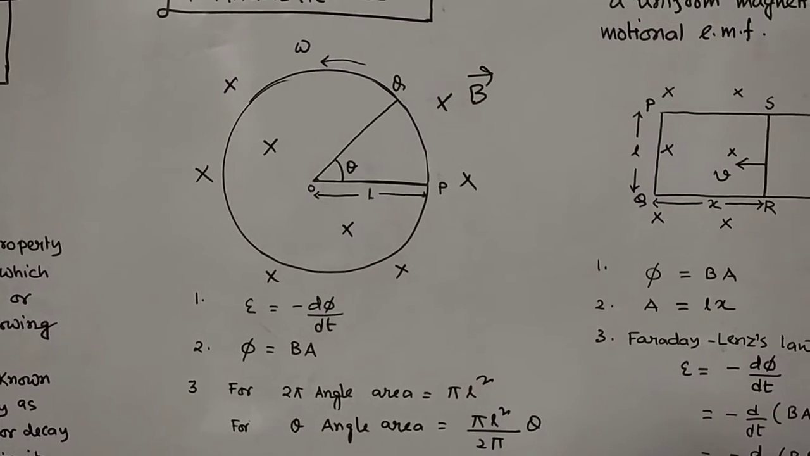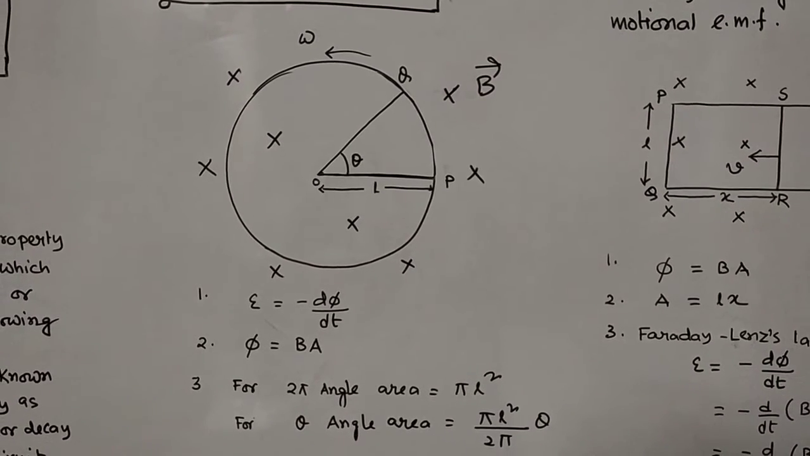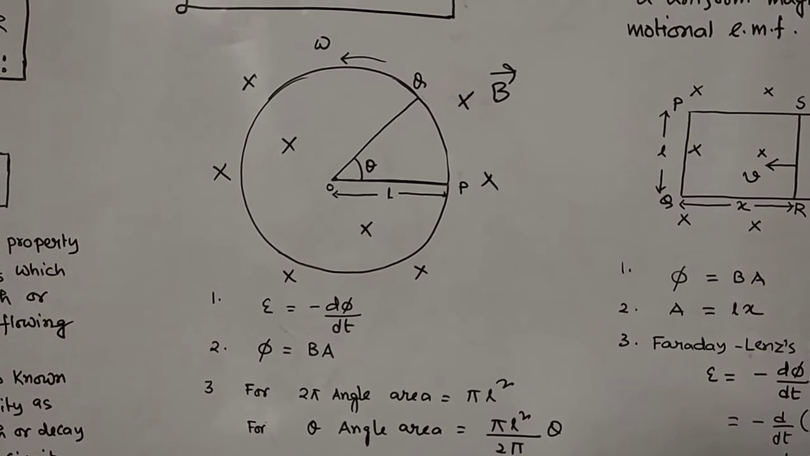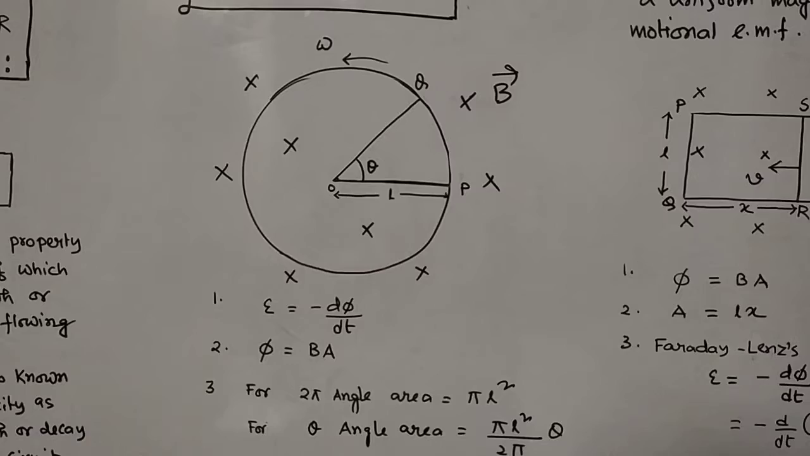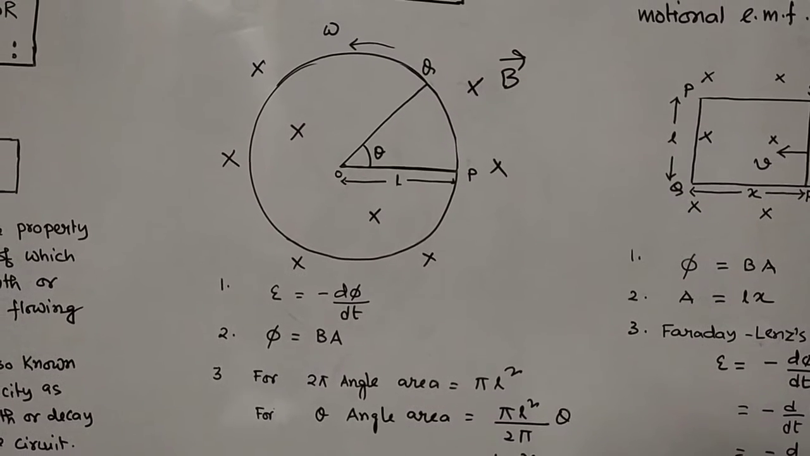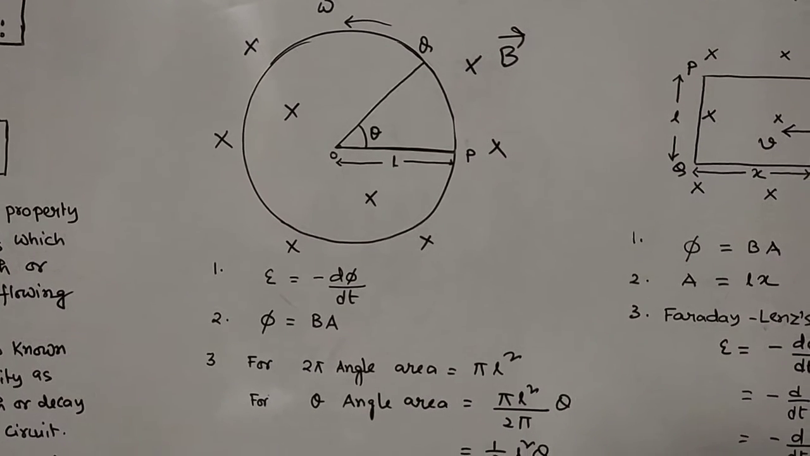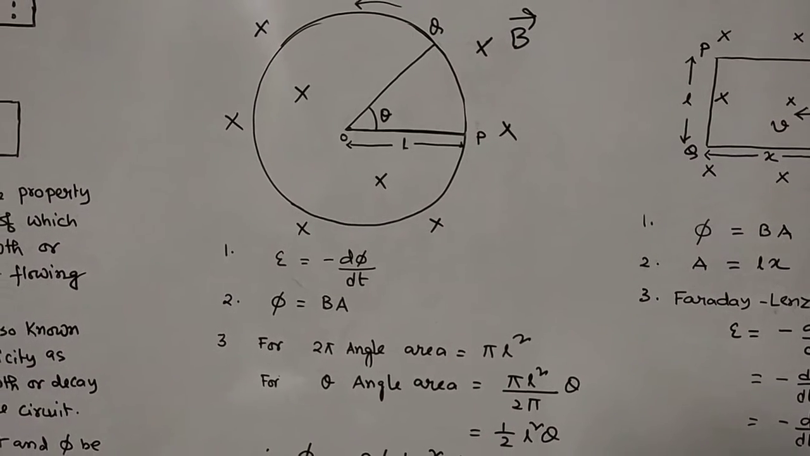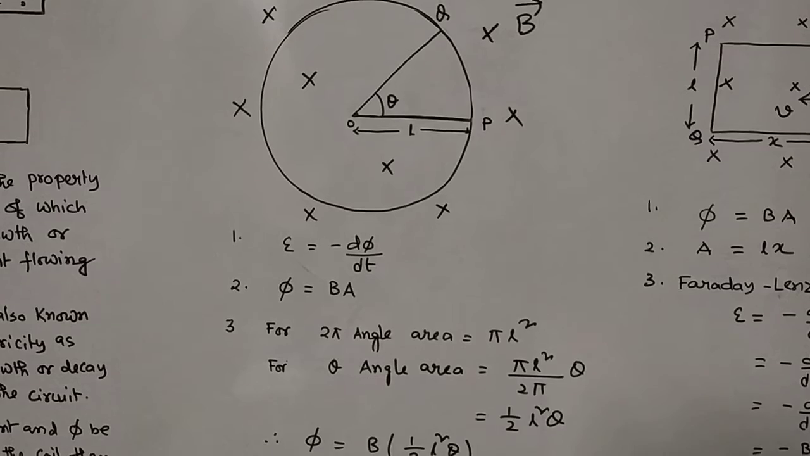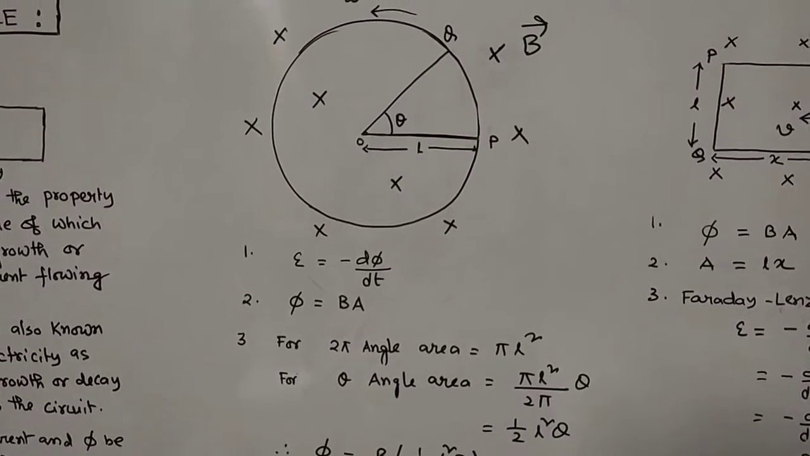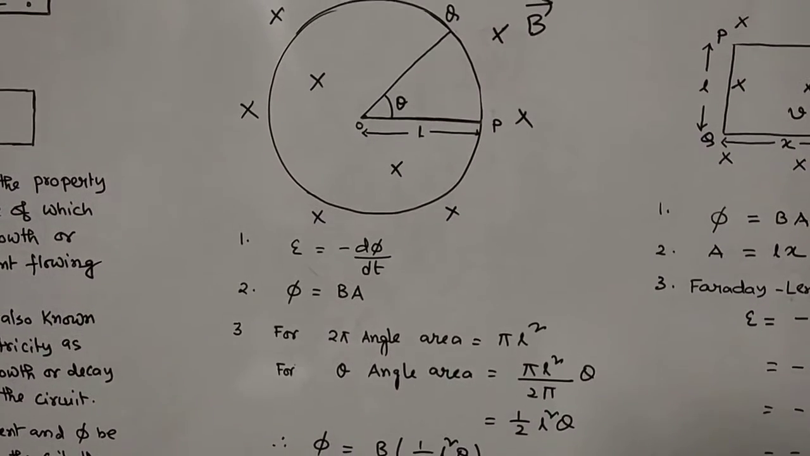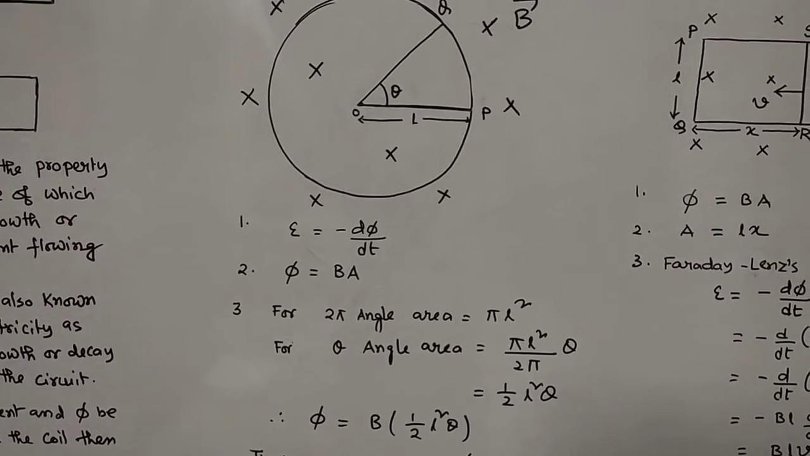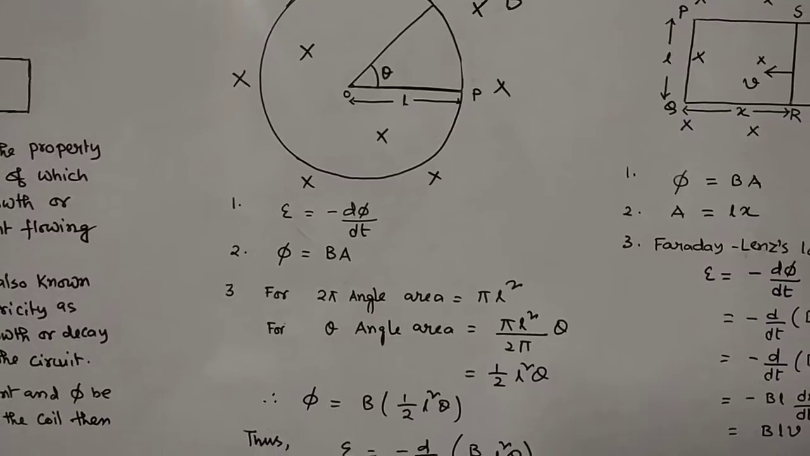So number 3, for 2 pi angle, area is pi L square, isn't it? If we consider this figure for one complete rotation. So for angle theta, the corresponding area is pi L square by 2 pi into theta. So it's half L square theta. So here A is half L square theta. So flux phi equals B half L square theta.